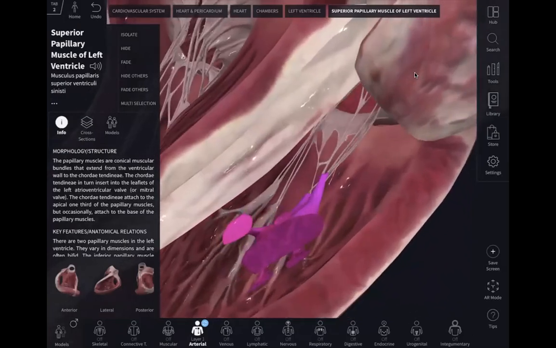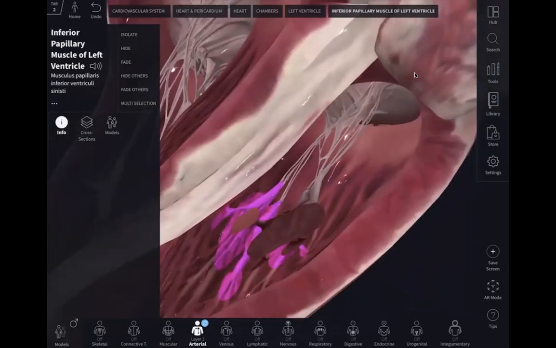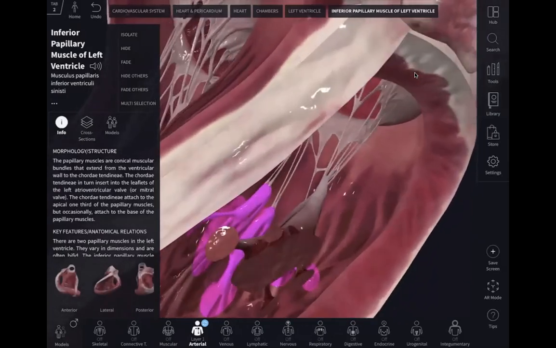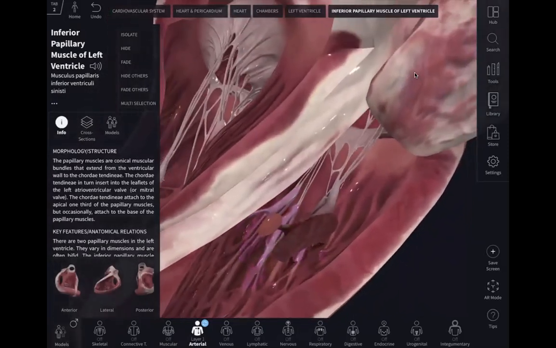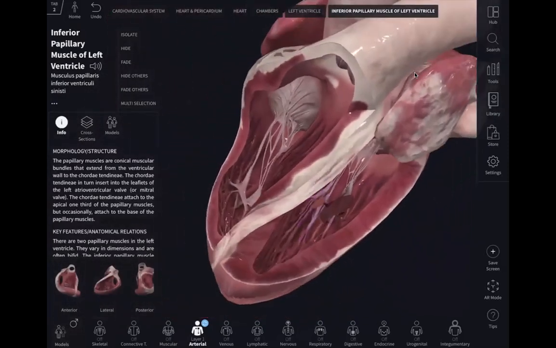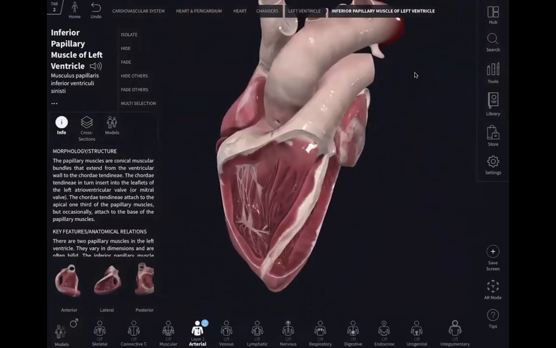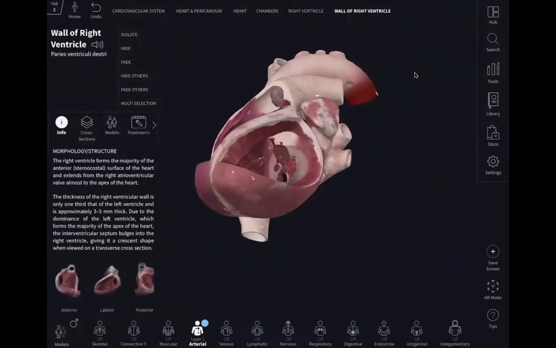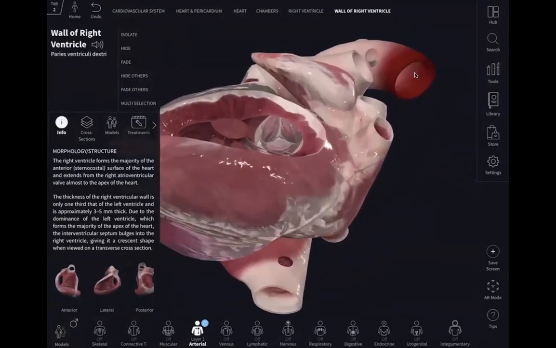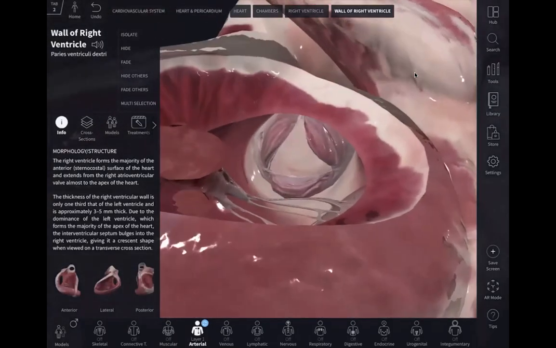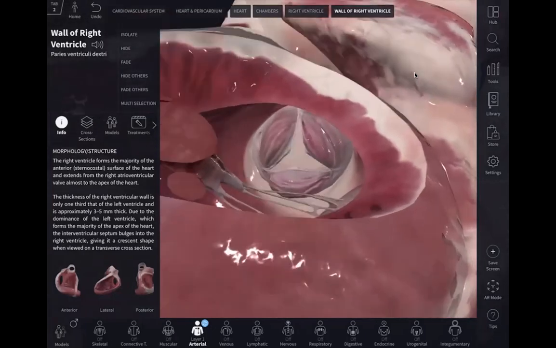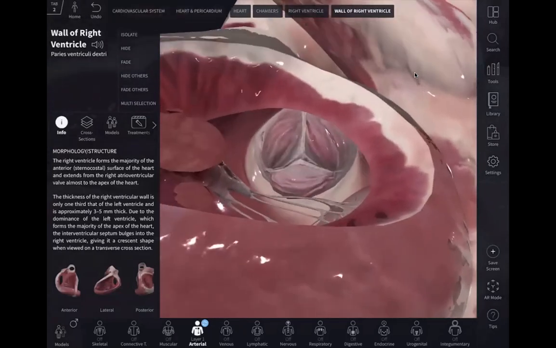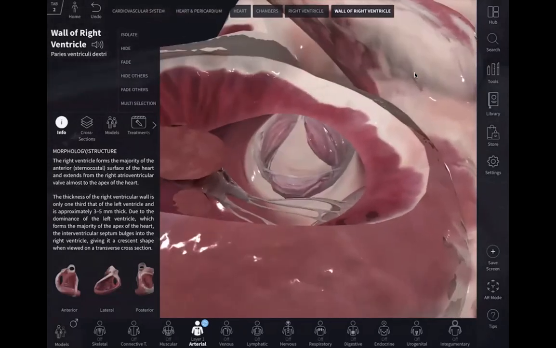Here you can see the superior one, and if I can locate the inferior one, you can see the inferior papillary muscle as well. It is the same thing, but you have to be very specific in your answers. Then it will be nice. And what you are looking at, I think if I can show you, yes, this is the aortic valve. This valve also has three leaflets.